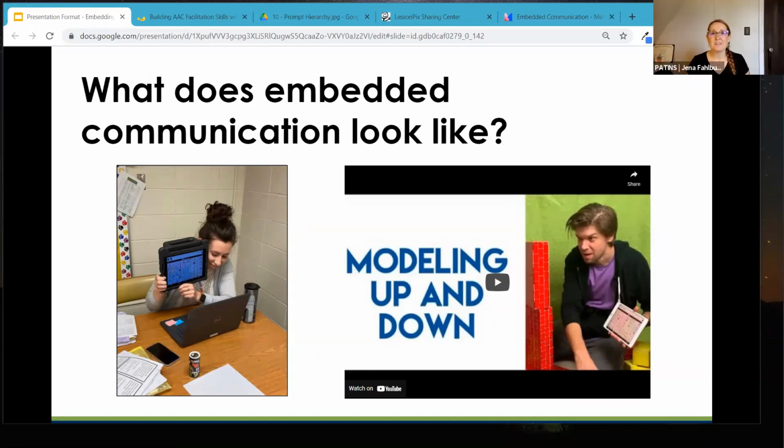What does this embedded communication look like outside of this universally designed environment we've set up for students, the visuals that we've got in place? Some things that Rachel mentioned earlier are seen here in this image on the left that I'm going to let Rachel tell you more about.